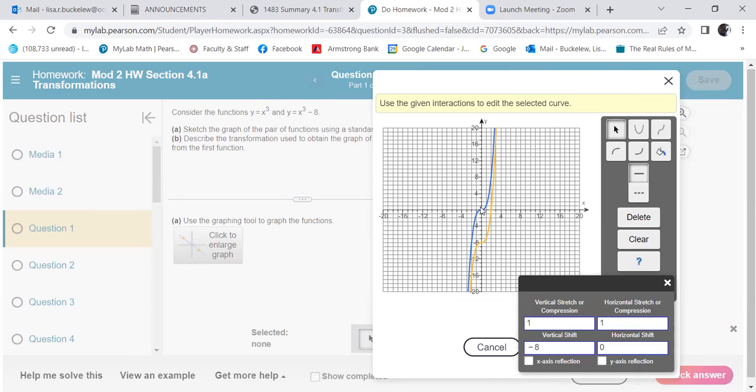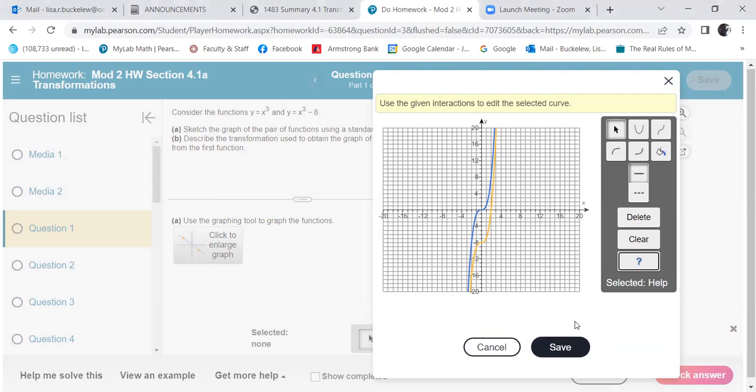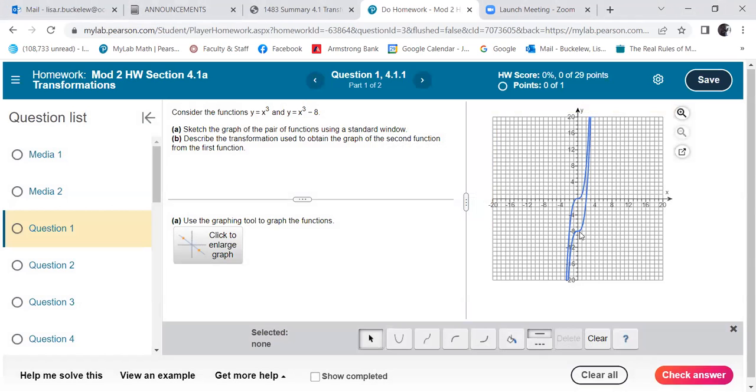So the blue graph is the one that we saved, that is x cubed. The yellow graph, once I go ahead and, whoops, I didn't mean to do that. Once I save it, it's going to be the x cubed minus 8 graph. Check it.